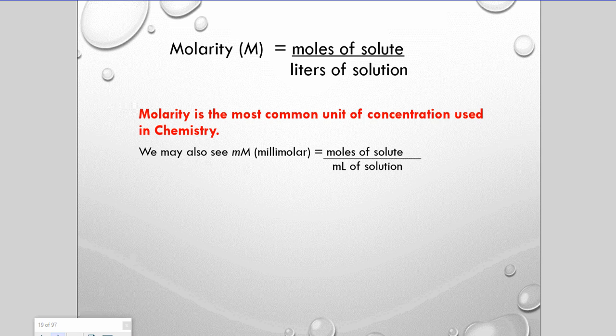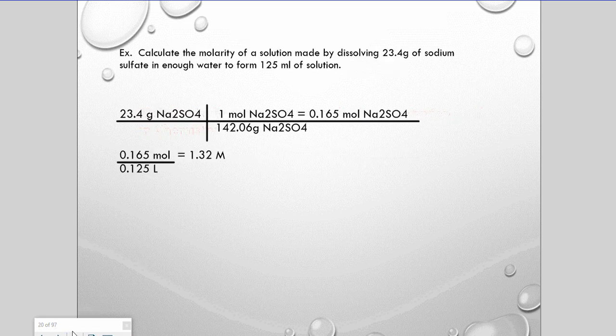We measure molarity in terms of moles of solute per liter of solution. This is the way we typically work with molarity in chemistry. We also will see millimolar occasionally when dealing with very small molarities, which will make our numbers a little more relatable: millimoles of solute per milliliter of solution. But we'll cross that bridge when we come to it.